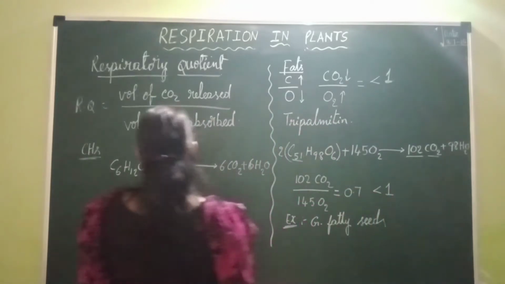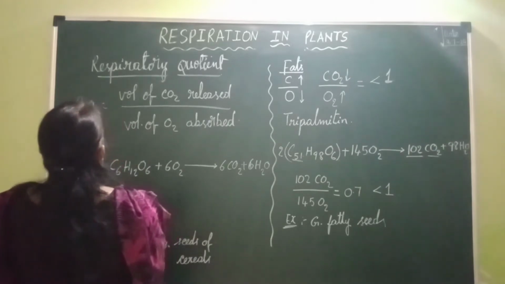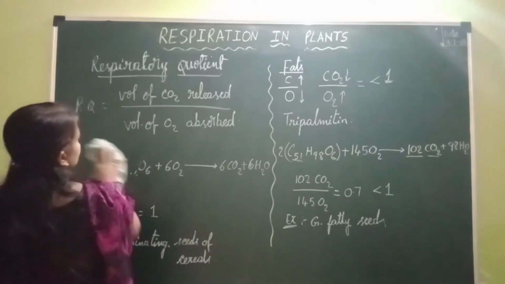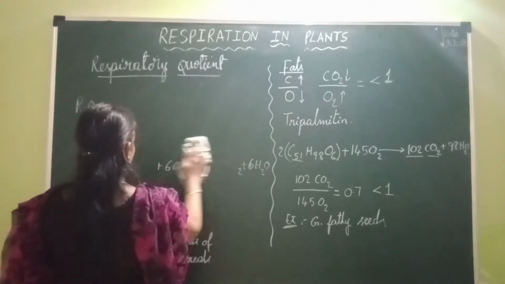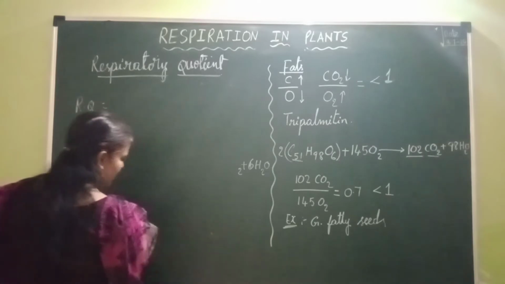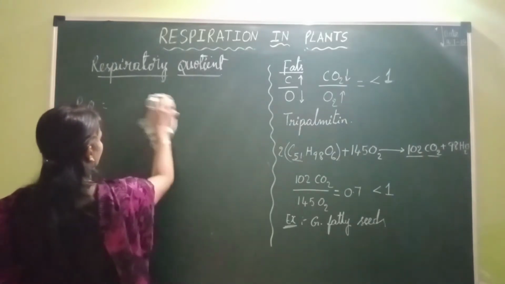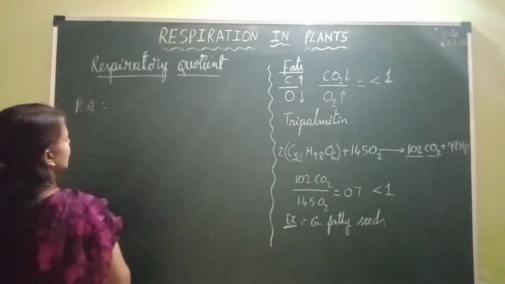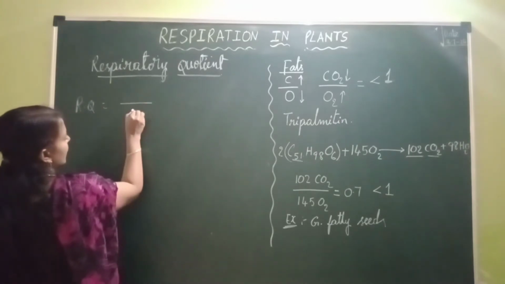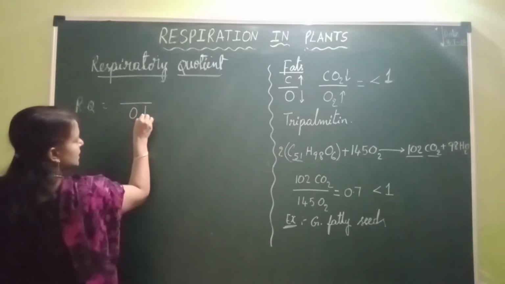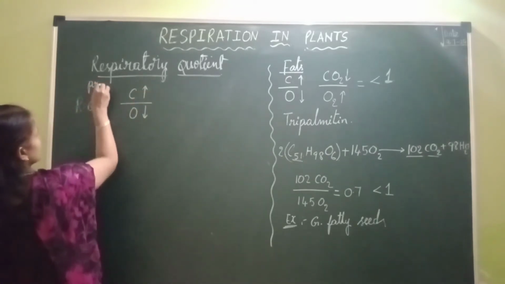Now let's study the RQ value of proteins. In case of proteins also, proteins are poor in oxygen. That means the amount of oxygen present in proteins is lesser than the amount of carbon present in them, and hence the amount of oxygen required for its breakdown will be more.